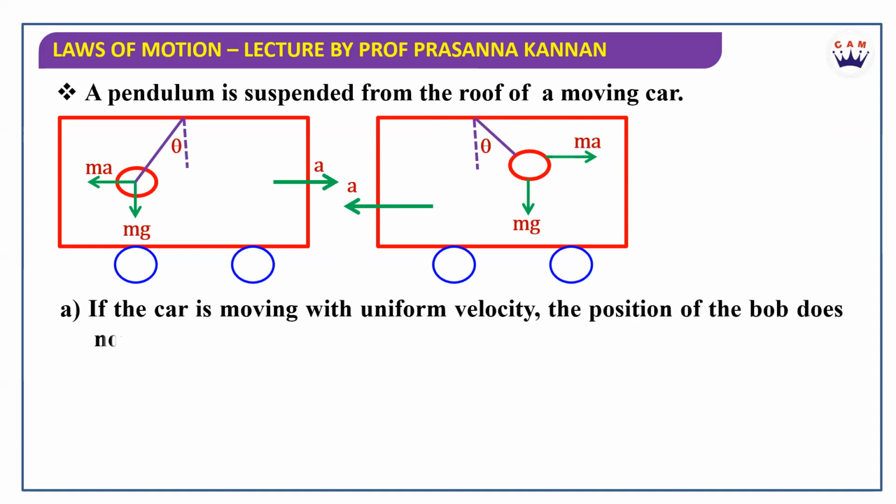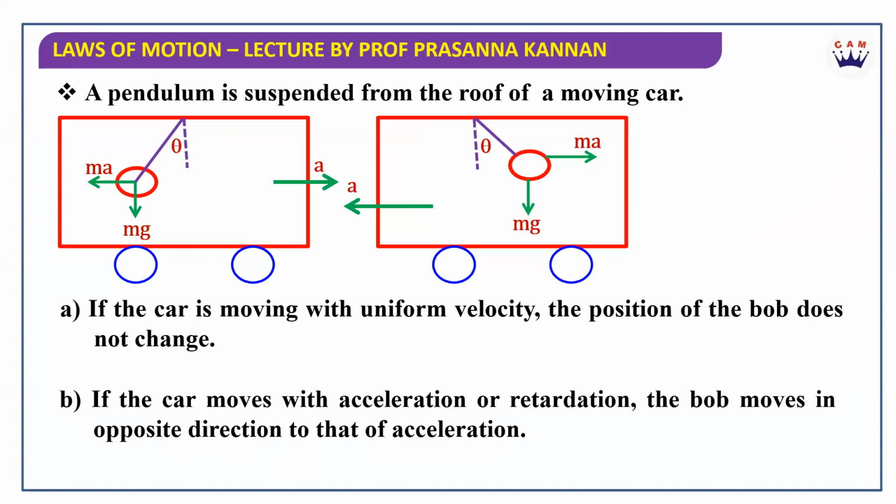Okay, so much analysis also not required. If the car is moving with uniform velocity, what will happen? The position of the bob will not change. Suppose the car is moving in this direction, then the pendulum will shift in the other direction because pseudo force is in the other direction. So if the car moves with an acceleration or retardation, the bob moves in the opposite direction to that of acceleration. That is very clear to you. The car is moving this way, bob is moving to the left. If the car is moving to the left, bob will move to the right.